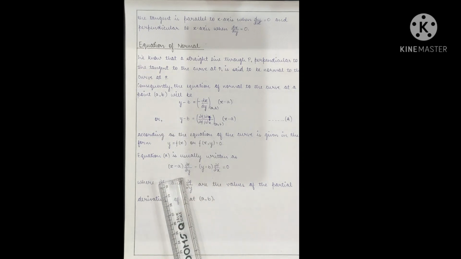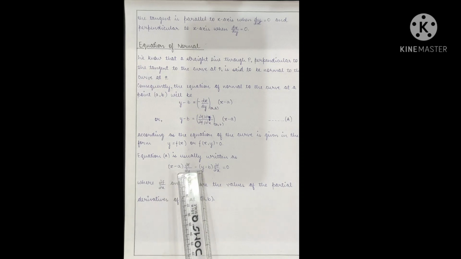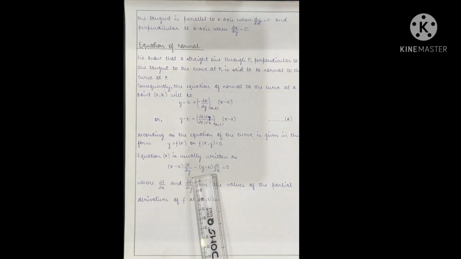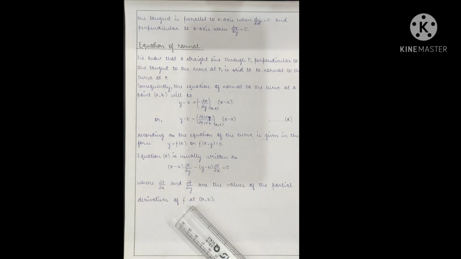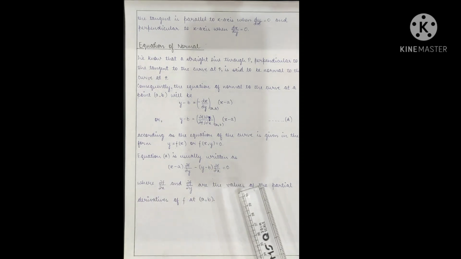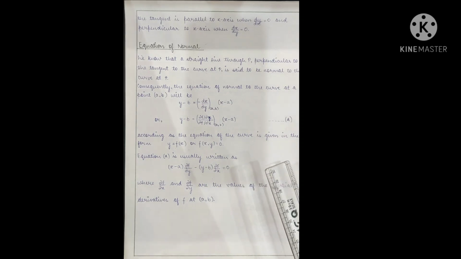This can usually be written as (x minus a) into del f by del y minus (y minus b) into del f by del x equals 0, where del f by del x and del f by del y are the values of the partial derivatives of f at (a, b).